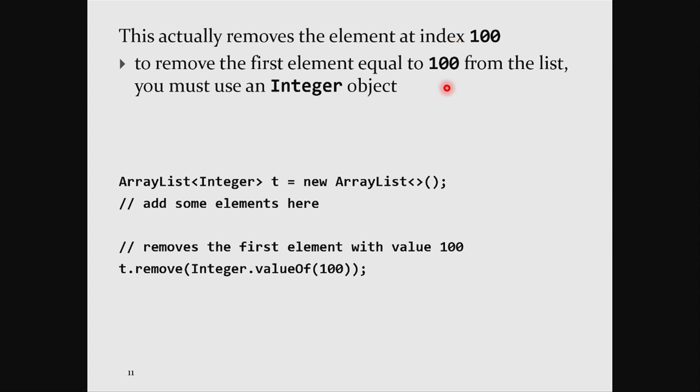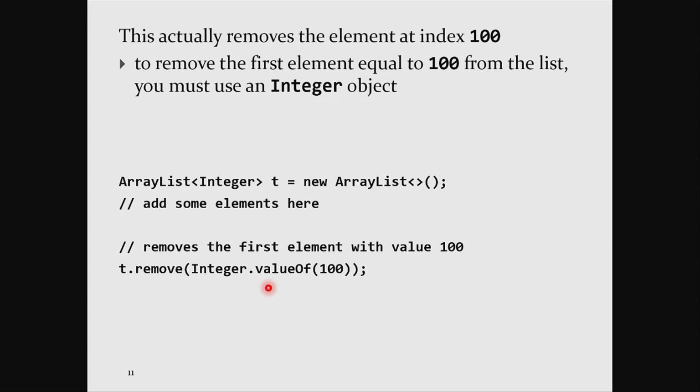If you really want to remove the first object whose value is 100, then now you have to make the Integer object yourself. So now you've got to do this Integer thing. The way you remove the first element whose value is 100 is you make an Integer object. Here you can't rely on autoboxing. So now you have to do something like Integer.valueOf(100), and that returns an Integer object whose value is 100. You no longer use the constructor call here.